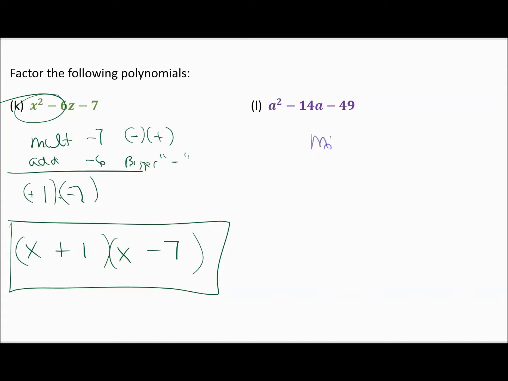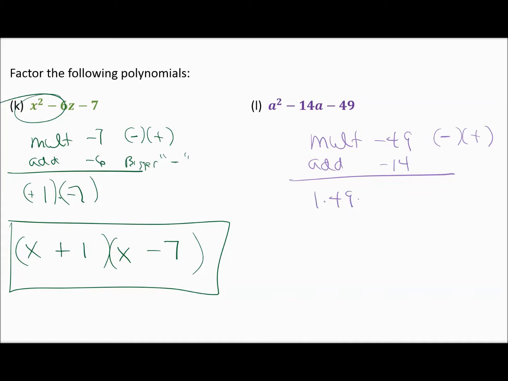So this time, I'm trying to find numbers that multiply to be negative 49. Always take the sign with it, and add to be negative 14. All right, now let's think about this. To multiply to be a negative, you need a negative number and a positive number. So really what we're going to be doing is subtracting our two numbers to get 14. So what kind of things multiply to give me 49? Let's see, 1 times 49.